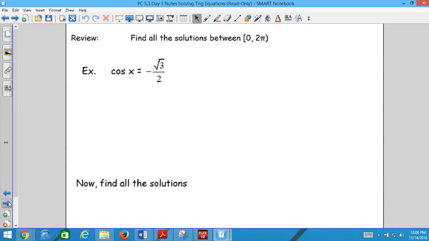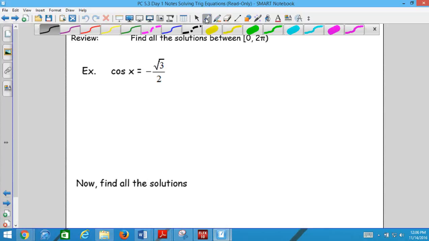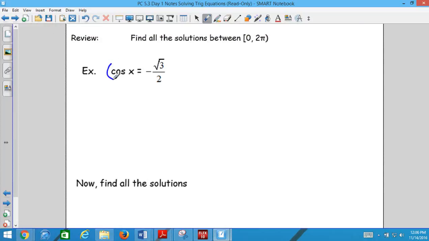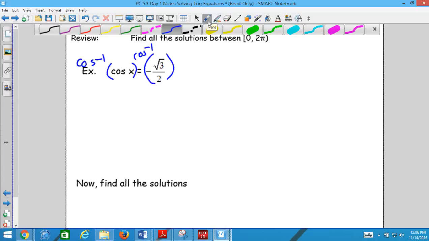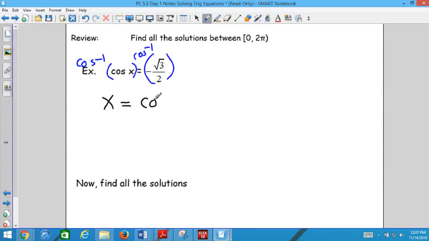Review. Find all the solutions, all of them between 0 to 2 pi, not including 2 pi. So we have something like cosine x equals negative square root of 3 over 2. What you're doing is you're trying to solve for x. To isolate x, you have to get rid of cosine. There's only one way of getting rid of cosine. It's the inverse, or arc cosine. So we do that to both sides of the equation. That cancels out the cosines over here, and you get x equals cosine inverse of negative square root of 3 over 2.